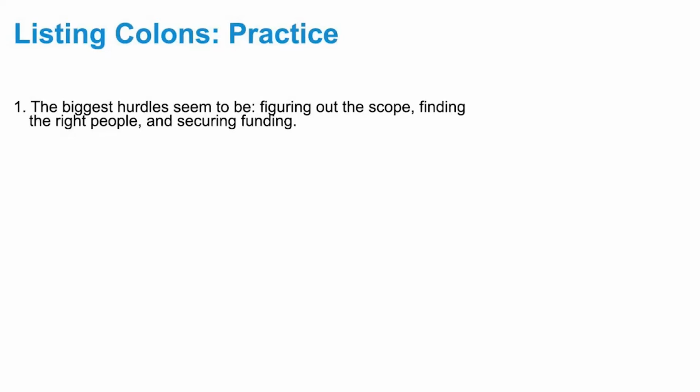The biggest hurdles seem to be: figuring out the scope, finding the right people, and securing funding. What do we think about this one? Well, we have a list, right? We actually have a bit of a more complex list. It's not just a list of words. We have sort of compound items: figuring out the scope, finding the right people, and securing funding. Okay, perfect. So we have a colon.